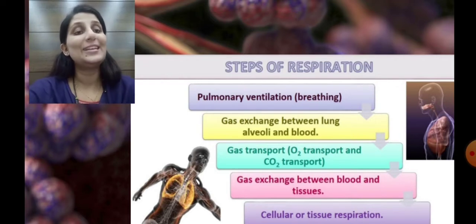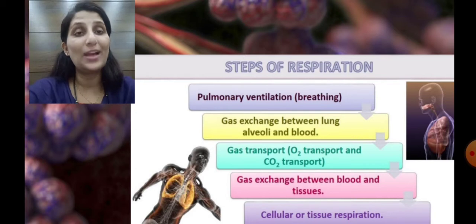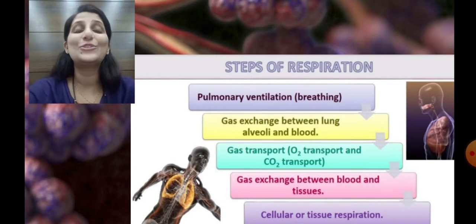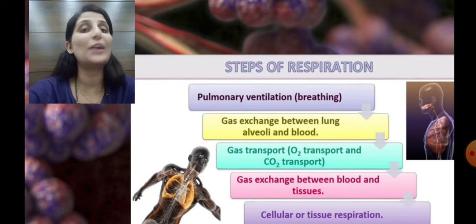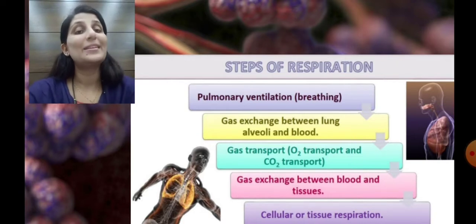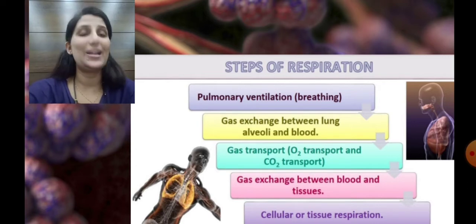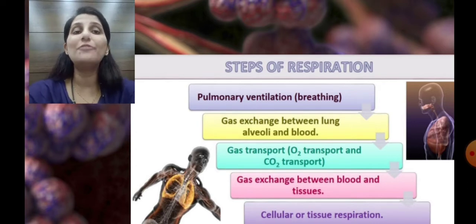And next, the carbon dioxide rich blood is transported back to the heart, that is the right part of the heart. And from the right part of the heart, the pulmonary artery carries the impure blood, that is carbon dioxide rich blood, from the heart to the lungs, where it is exchanged between the alveoli and the blood. And the last step is the pulmonary ventilation, that is exhalation of the carbon dioxide rich air into the atmosphere. So these are the steps of respiration.